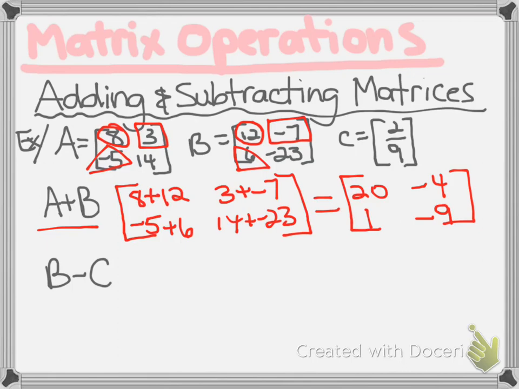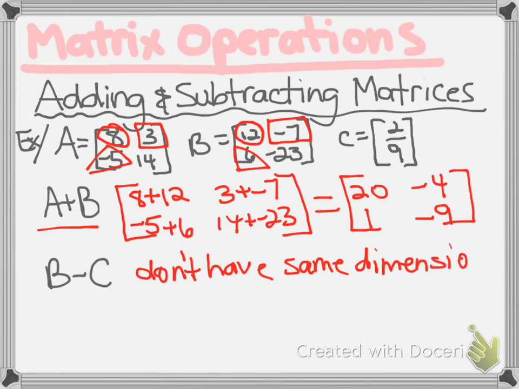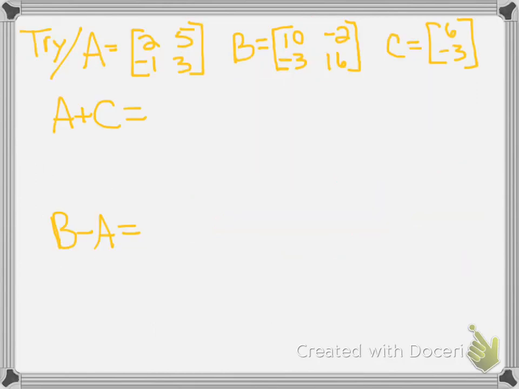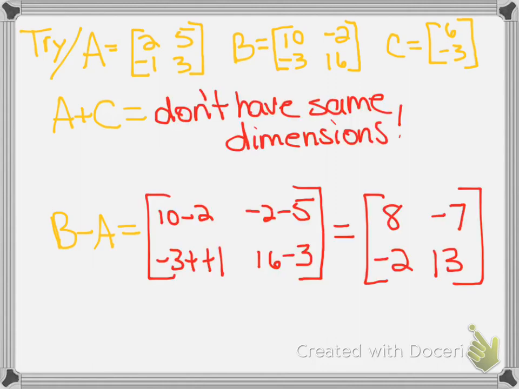B minus C. If I wanted to do B minus C, well, I can't do it because they don't have the same dimensions. You cannot add or subtract matrices that have different dimensions. So go ahead and try the following. And here is the solution.